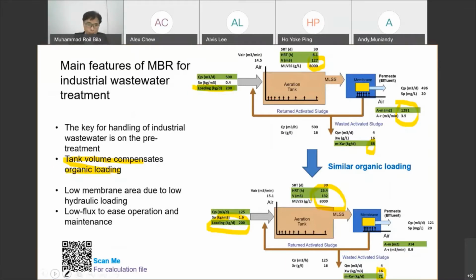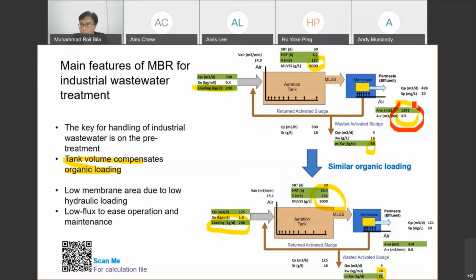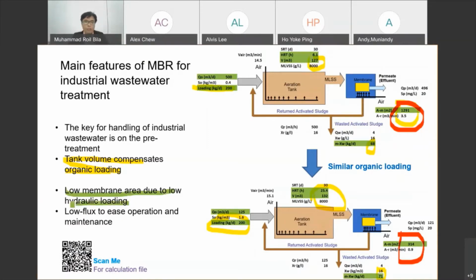The big difference I want to highlight is that you will have a much smaller membrane area. So when you look at this perspective, if I have an industrial wastewater, I'll be able to have a lower membrane area because of the lower loading, and then I can operate the system at a low flux to sustain the operation better. If you want to go into the Excel file that I used to plot this, you can scan this code and get it online.